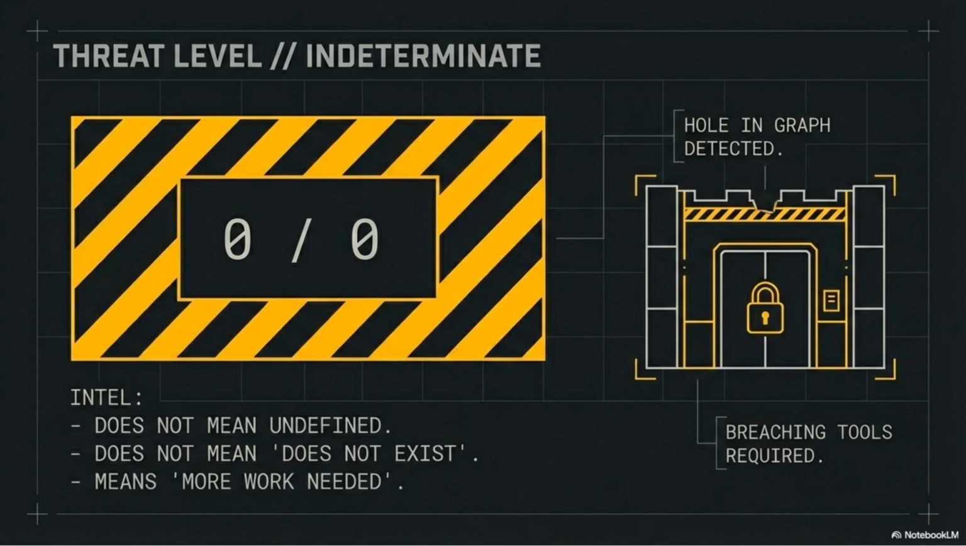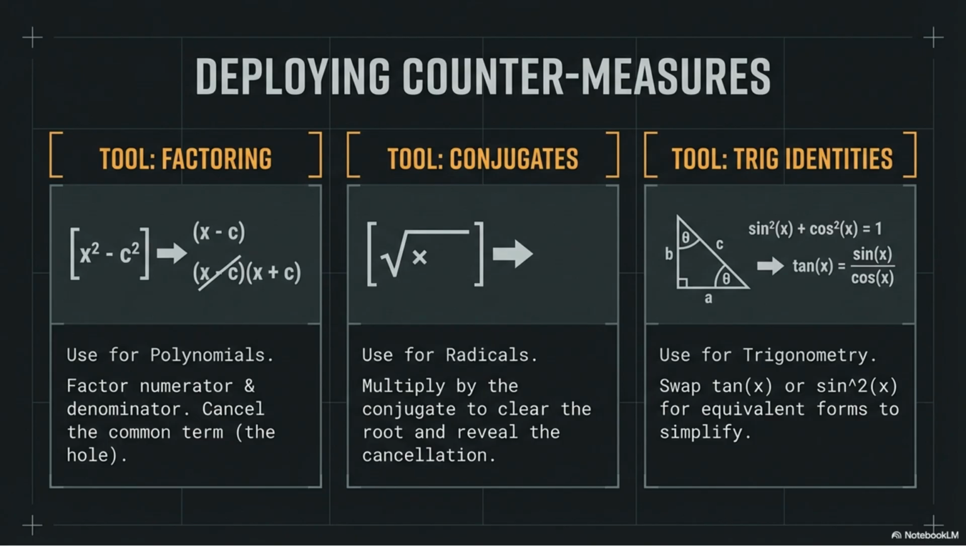Be on high alert for our primary threat level, the indeterminate form. If direct substitution yields 0 divided by 0, do not panic. This does not mean the function is undefined, and it does not mean the limit does not exist. This code simply means more work is needed. You have detected a hole in the graph, and specialized breaching tools are required to proceed. When you hit 0 over 0, you must deploy countermeasures.